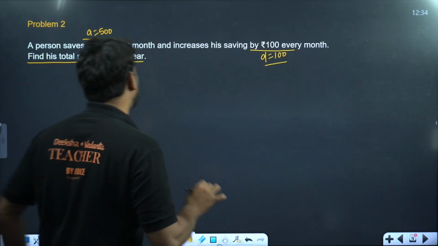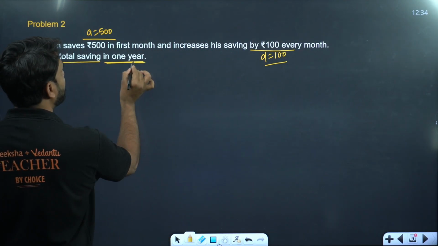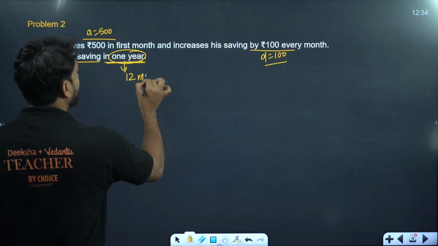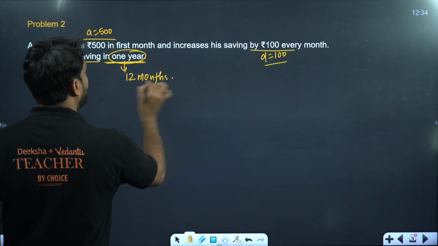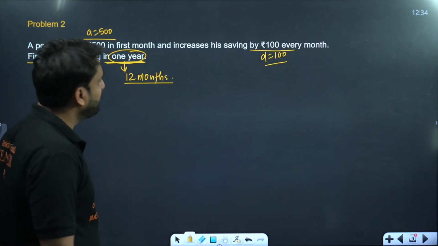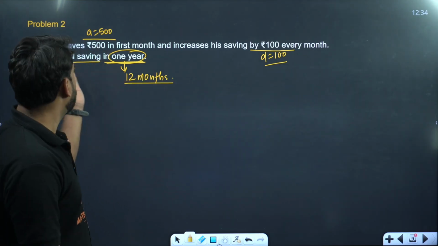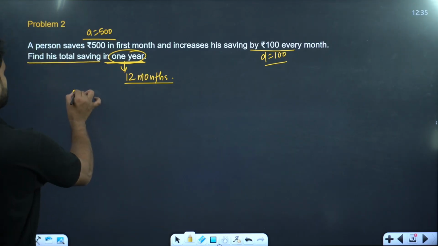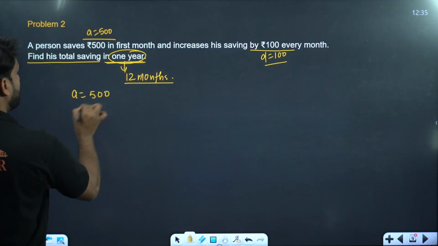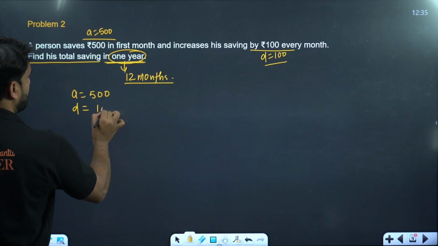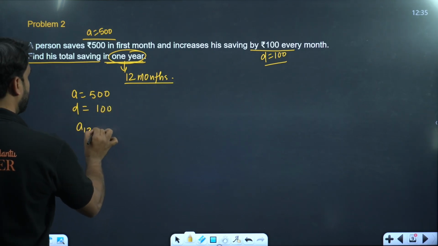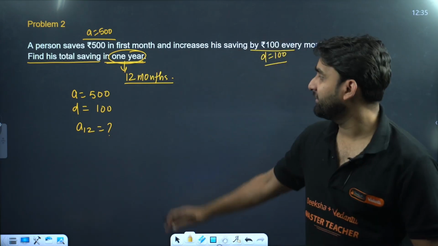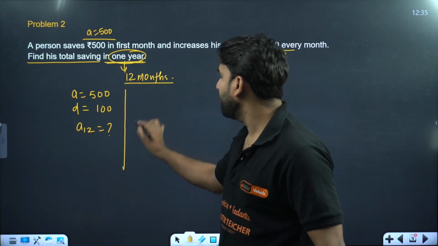And 1 year means what, champions? 12 months. So we have to calculate how much money he is saving in 12 months. Simple. So a is 500, d is 100, and we have to calculate a12. He is saving 100 rupees more every month. So let's find out a12.